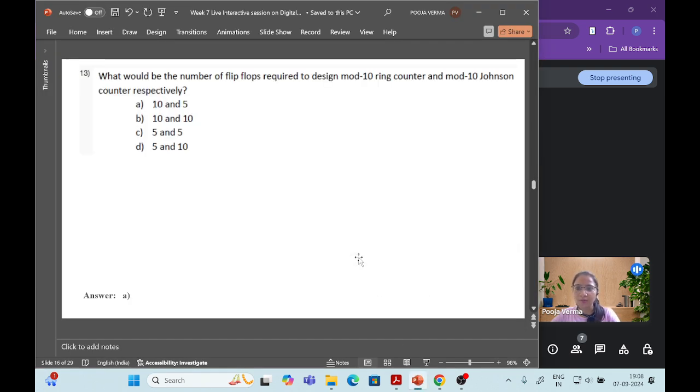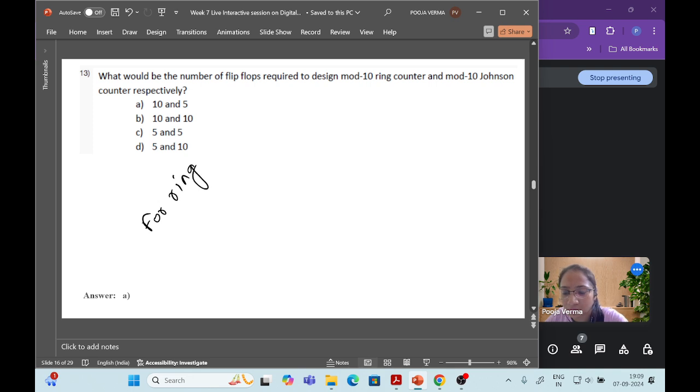What would be the number of flip-flops required to design a mod 10 ring counter and a mod 10 Johnson counter respectively? How many flip-flops are required to design a mod 10 ring counter and a mod 10 Johnson counter? If you have already gone through the ring counter, the number of states in the ring counter is equal to the number of flip-flops, right?